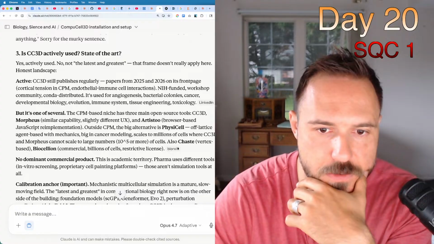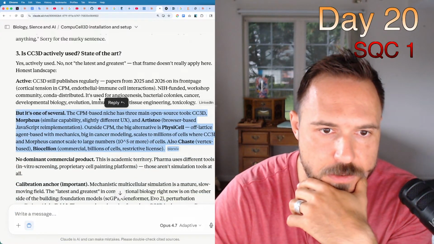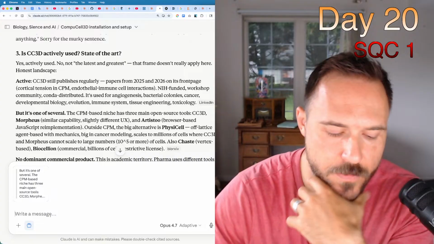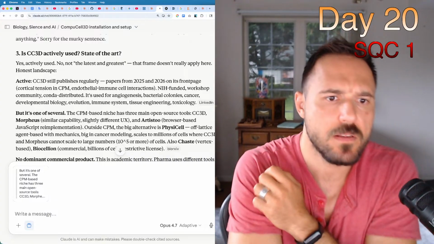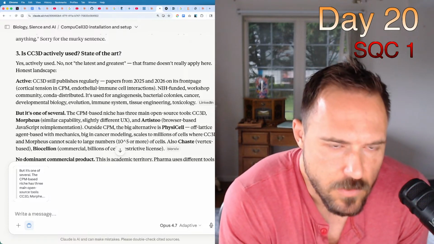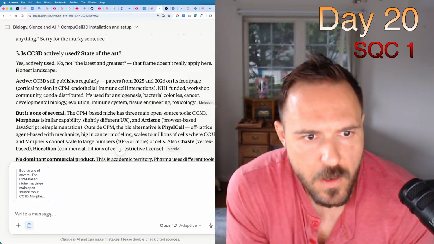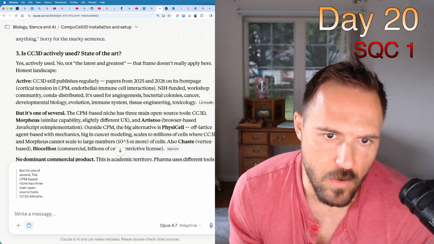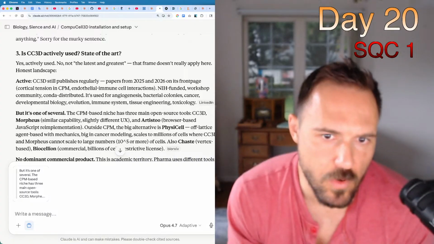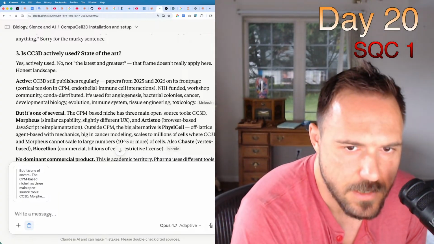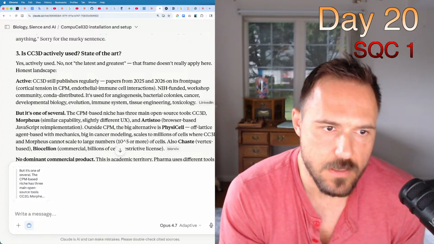So many questions. Number one question here: what does CPM-based niche mean? What does CPM stand for? And number two, I definitely need a table comparison of CC3D, Morpheus, and Artisto. If I correctly understand, they rewrote the core in JavaScript for Artisto.